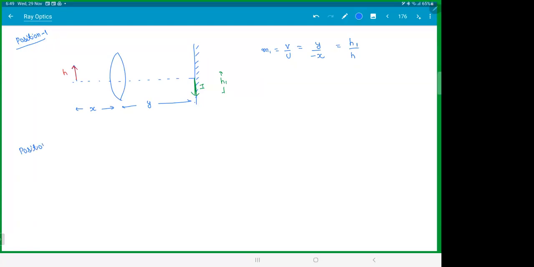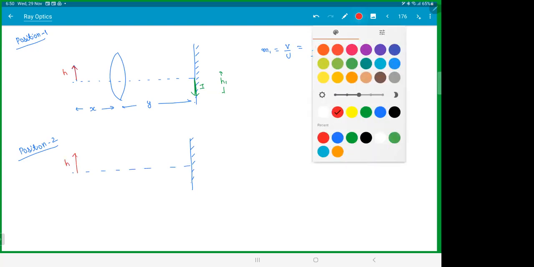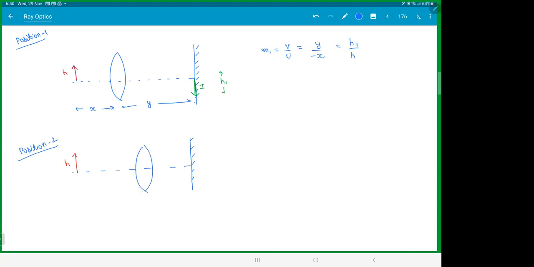This question was asked in the mains exam. I'll show you what they asked. The same thing: you didn't change the object position, but you moved the lens somewhere here. This guy became Y and this guy became X. Again, you got a new image, I2, H2. So this magnification will be M2, again V by U, but remember V became X and U became minus Y. This is the height of the image H2 by H.